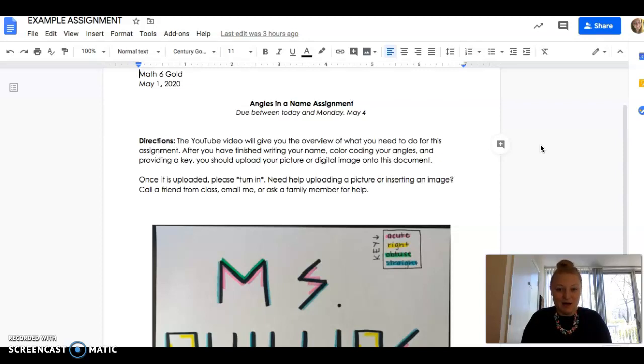If you need help uploading a picture or inserting an image, call someone from class. I know that you have each other's phone numbers or email addresses. A lot of you figured out how to do it with your inequalities poster, so you're going to do that again. You could email me, or you could ask a family member for help.